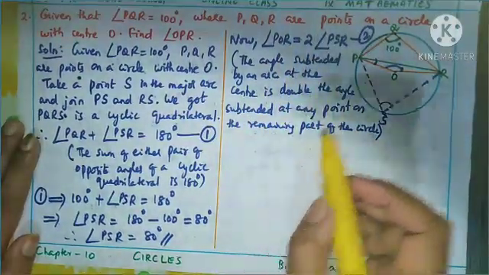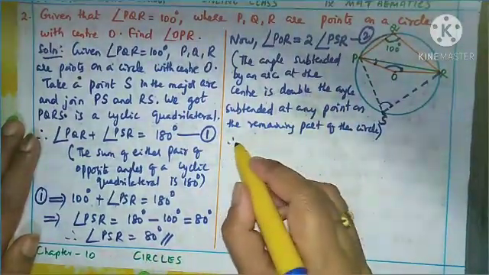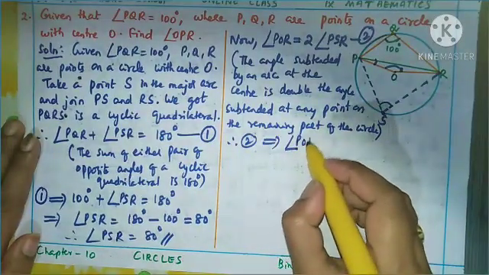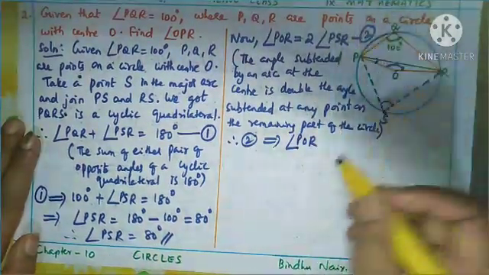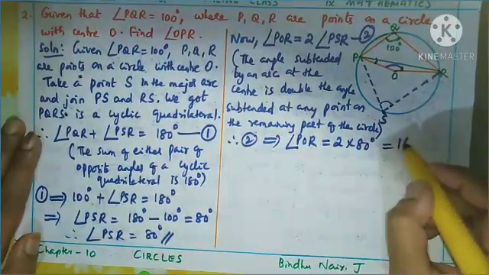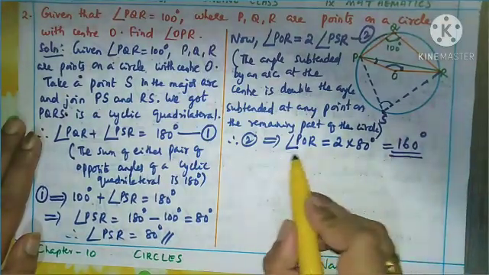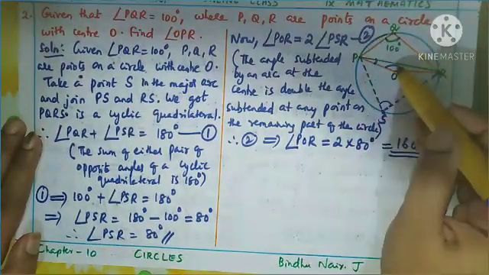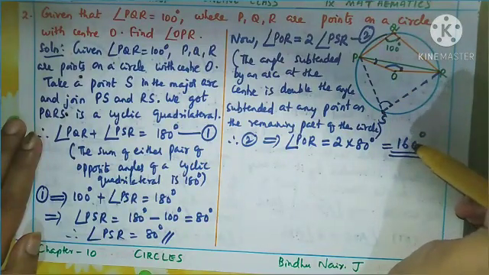Now what do we know? The PSR value we found is equal to 80 degrees. So equation 2 implies angle POR, substituting this PSR value, is equal to 2 into 80 degrees, that is 160 degrees. So this 160 degrees is the value of angle POR, the center angle. So we got POR equal to 160 degrees.